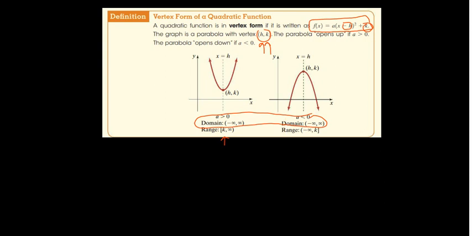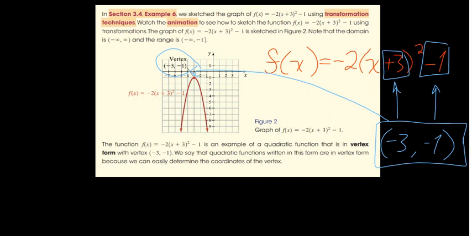So let's do this. We look over here, we look at the function. We see that this function has a negative in front, so that tells me that it is opening downward. So that tells me my range is going to be from -infinity to this number here, which is going to be -1. Okay, and that's that.